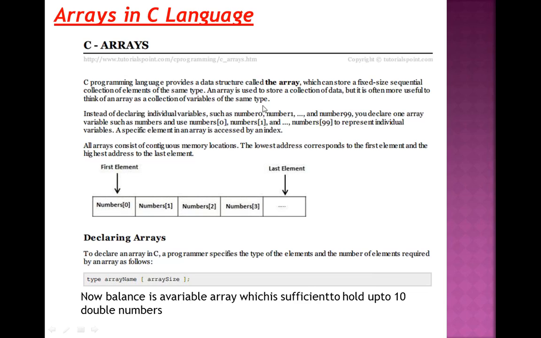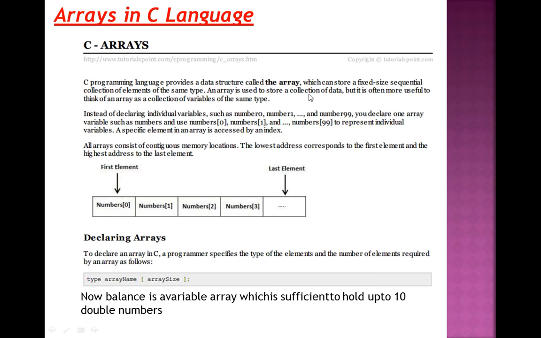This says the C programming language provides a data structure known as array, which can store a fixed-size sequential collection of elements of the same type. As I told you, it is of the same type. It's stored in a sequential location, that is first one, then next, then second, which means there is no gap in between the elements of the array. They are stored in sequential order.